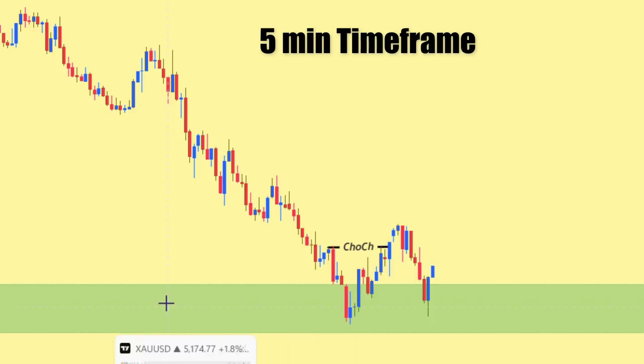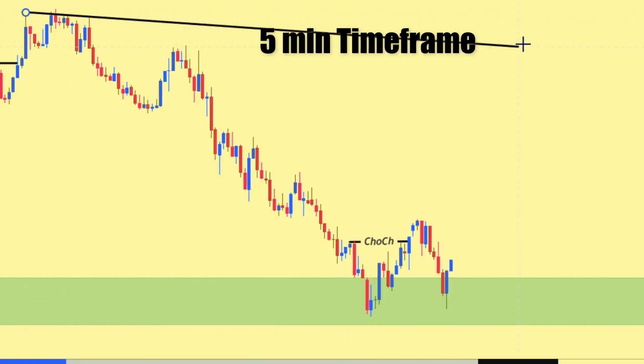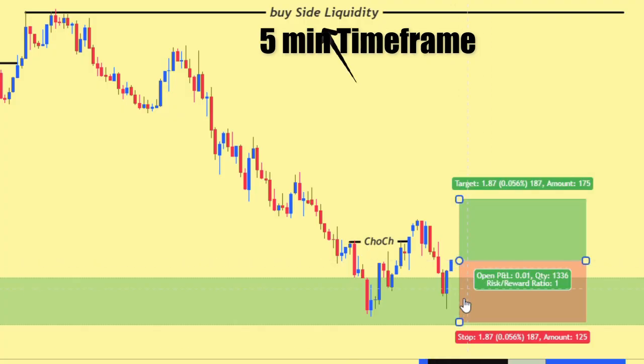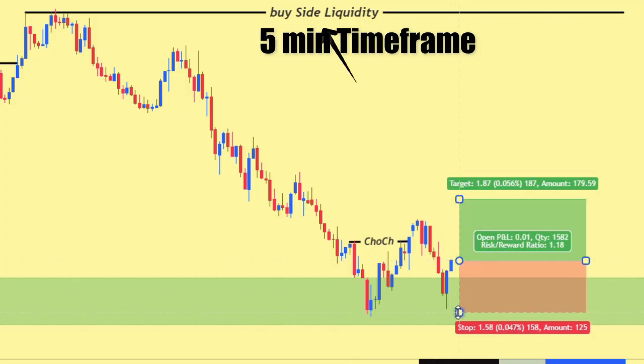Major inducement clears out the majority of weak positions before the real expansion. Once this liquidity is taken, the path becomes clearer for price to move toward higher targets. Now the market is prepared for the final execution and continuation toward buy-side liquidity. After major inducement is complete and price begins to move upward, we shift our focus to the target.